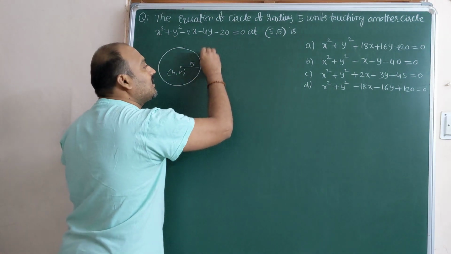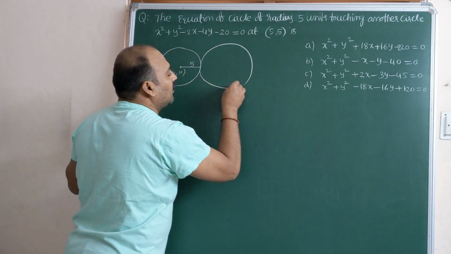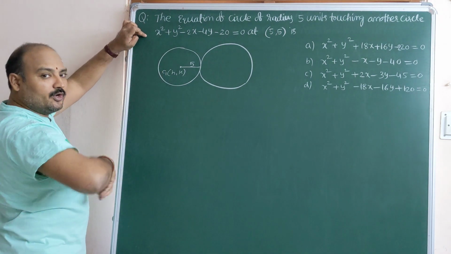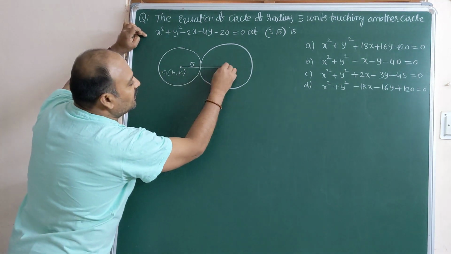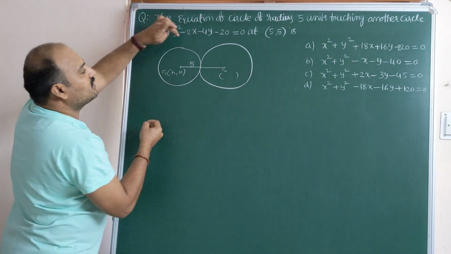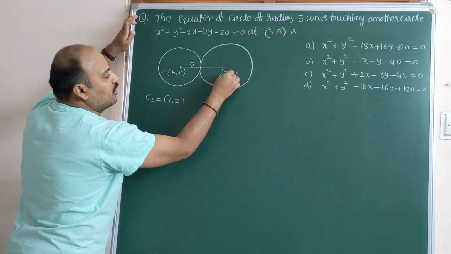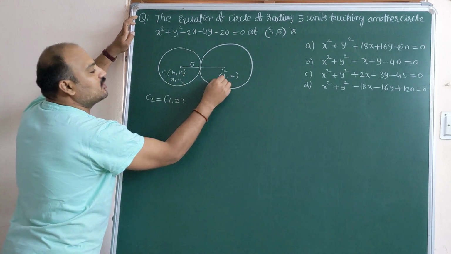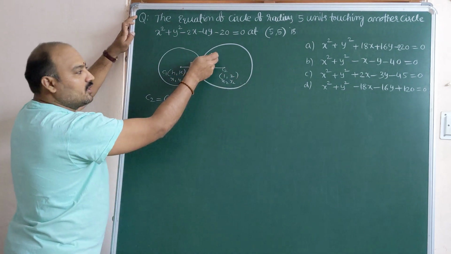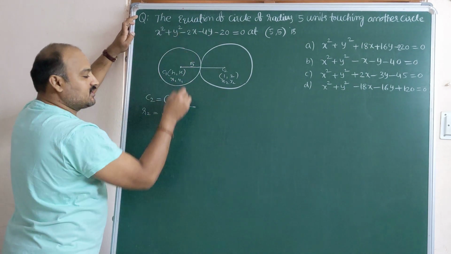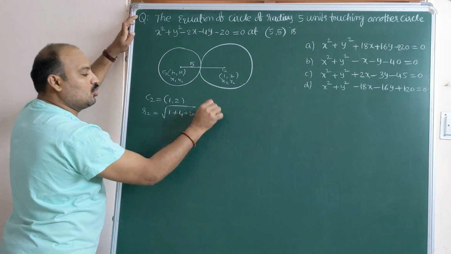And this circle is touching another circle, it is given now. This is the first circle, whose center we are going to calculate. The second circle center we can take as C2. What is the circle center here? C2 is equal to (1, 2). You write it here, 1 comma 2. We don't know the radius, so calculate the radius also. R2 equal to root over 1 plus 4 minus of minus 20 plus 20. So root 25 means 5.